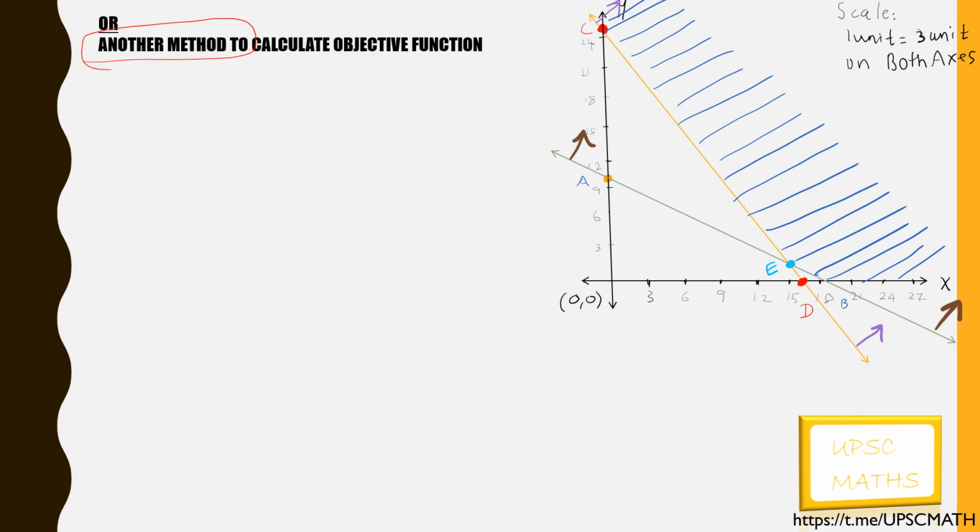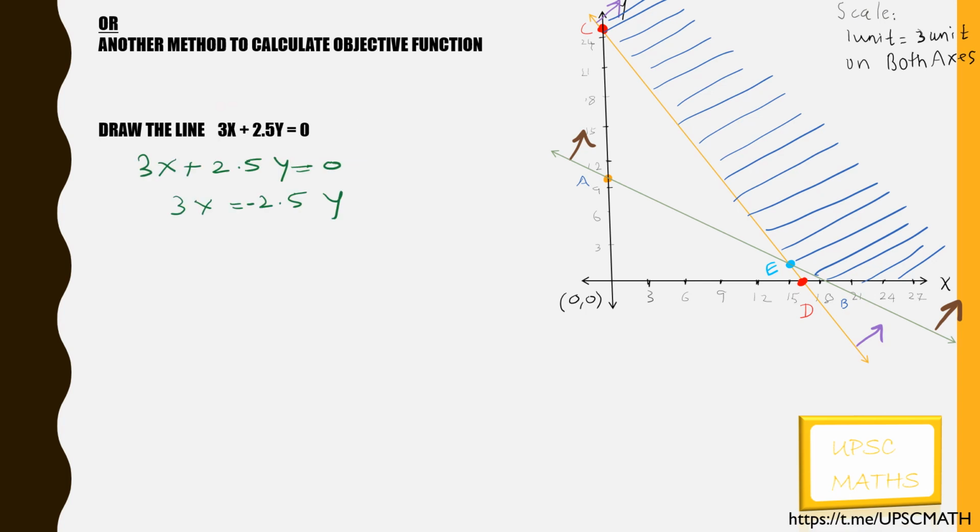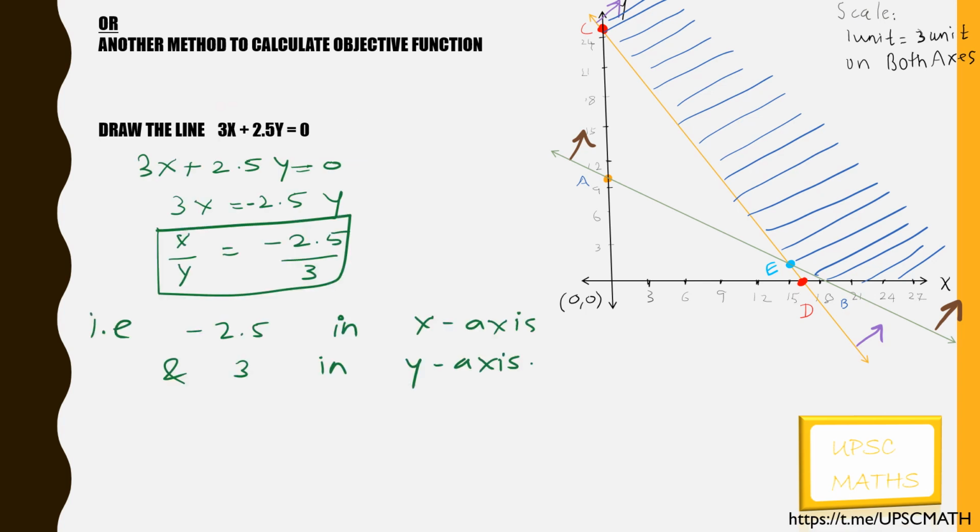We have another method to calculate the objective function. For that, consider the given objective function as 0. So 3x + 2.5y = 0. When we solve this, we get the coordinate points as (-2.5, 3). When we plot this point in the coordinate plane, we get a line like this.